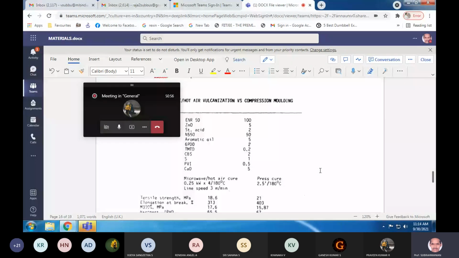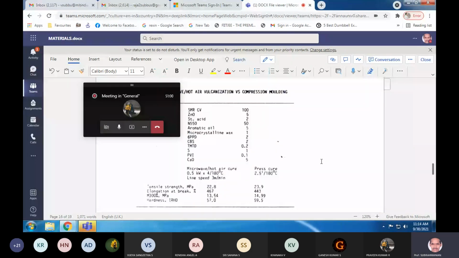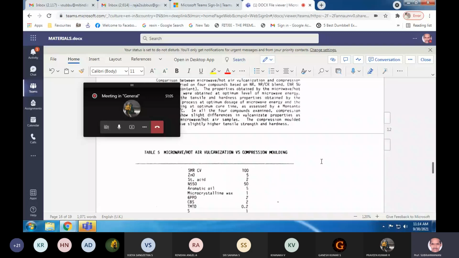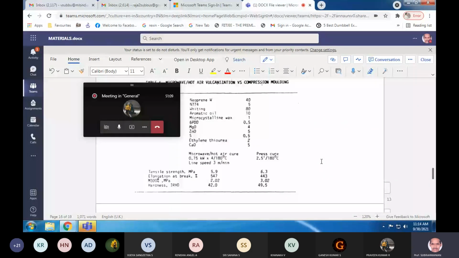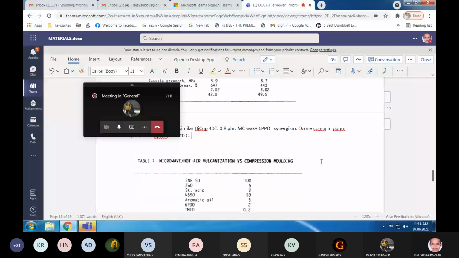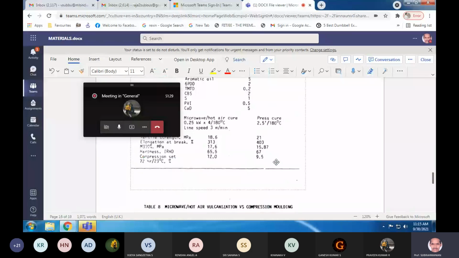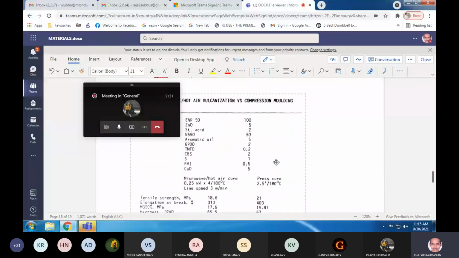And you look at SMR, PVI 0.1, SMR CV, constant viscosity natural rubber, 0.1 there. In case of ENR, it is 0.5. The compound is a little more scorchy because of the epoxide content. So this comparison again tells you the difference between microwave and the compression curing.